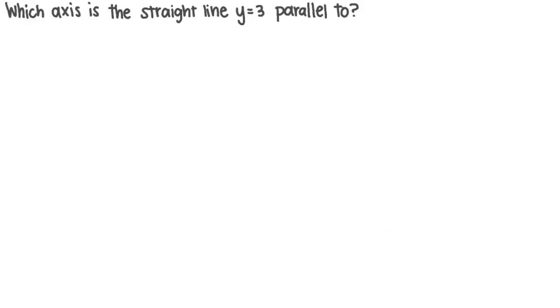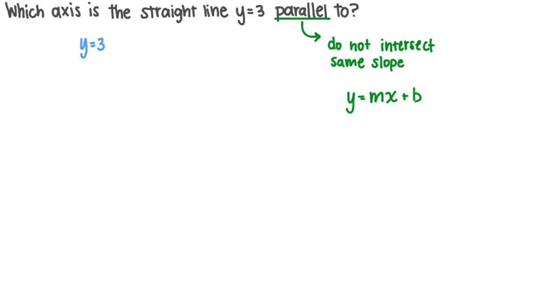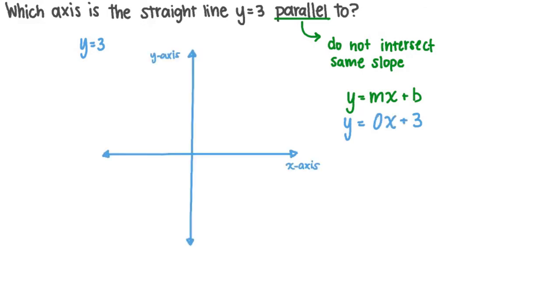Here's another example. Which axis is the straight line y equals 3 parallel to? First, we note that parallel lines do not intersect, and they have the same slope. We have the equation y equals 3. If we think about the general form for a straight line, y equals mx plus b, and we have y equals 3, which means that we have a slope of 0. From there, if we sketch a y and x axis, graphing the line y equals 3 would look like this.